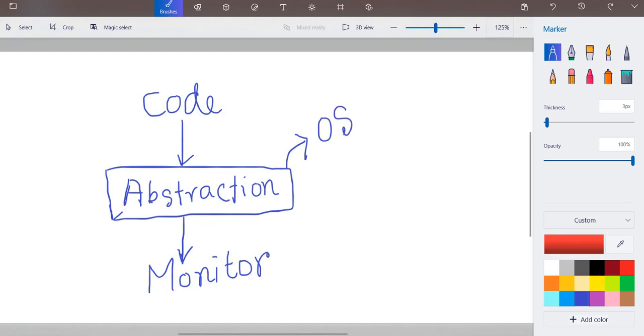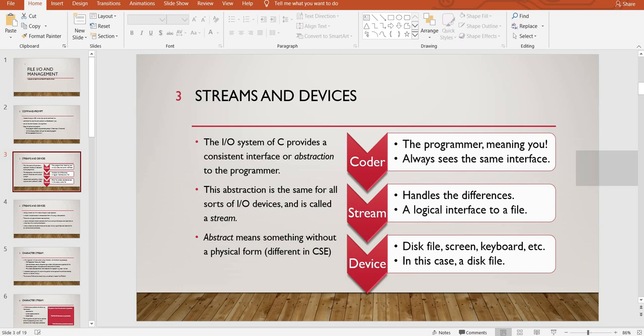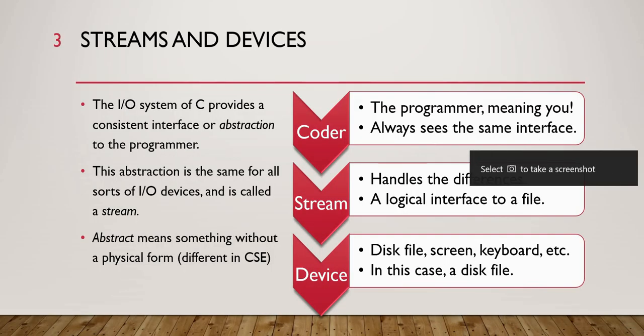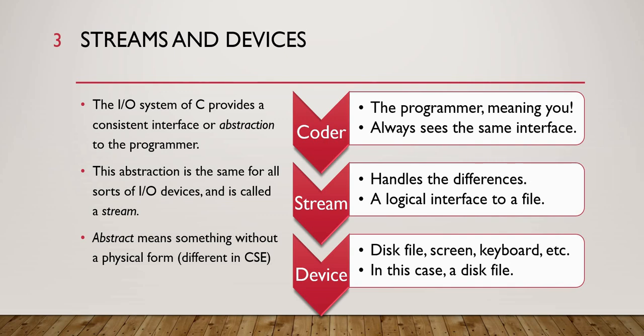Okay, so now if we go back to our slide, in this case we are using C to access the input output system, right? So in this case the abstraction is different. This abstraction is called stream. If you can see the very right figure, the coder is you, which is at the very top level of the architecture, and you can always see the same interface because you are just writing code blocks in the IDE, so it will not be any different to you, whatever may be the input output system.